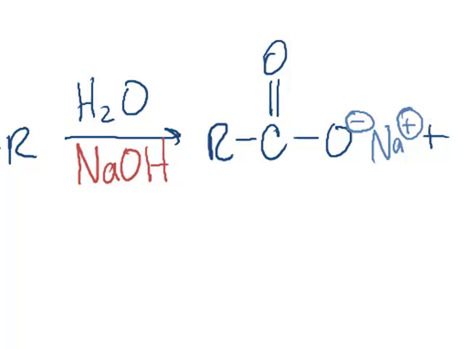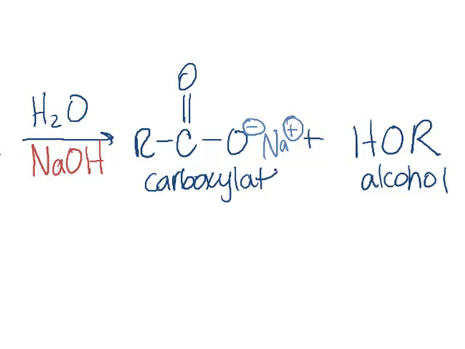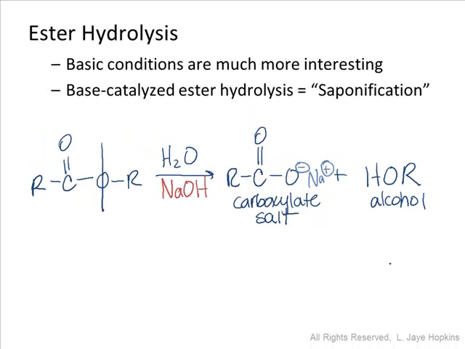So notice that the products of this reaction are not a carboxylic acid and an alcohol as happened in acid conditions. Instead, we still get the alcohol, but instead we get a carboxylate salt. So we're really experiencing a slightly different reaction when we do this under basic conditions. The base-catalyzed ester hydrolysis reaction is often referred to as a saponification reaction.